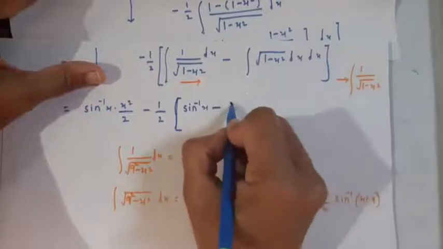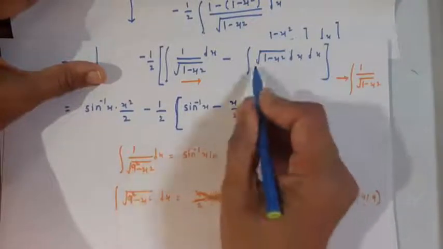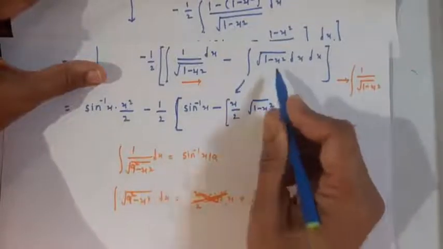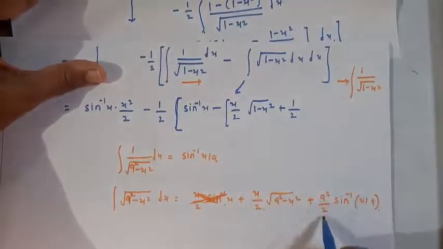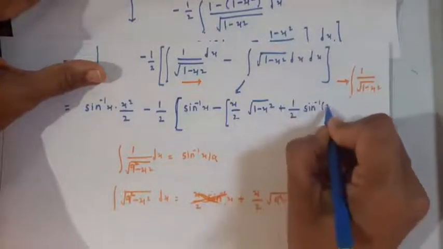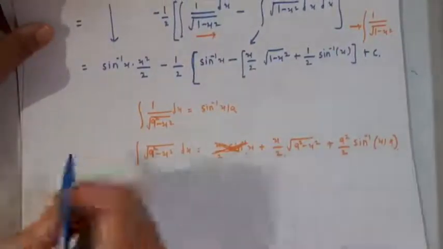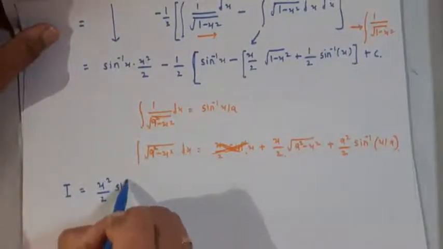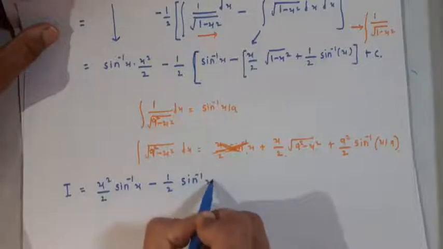This is x by 2 square root of 1 minus x square. Integration of this term, that is x by 2 square root of a square minus x square, means 1 minus x square plus a square by 2, means 1 by 2 sine inverse of x plus constant of integration c. And hence the integration I equal to x square upon 2 sine inverse of x minus 1 by 2 sine inverse of x.